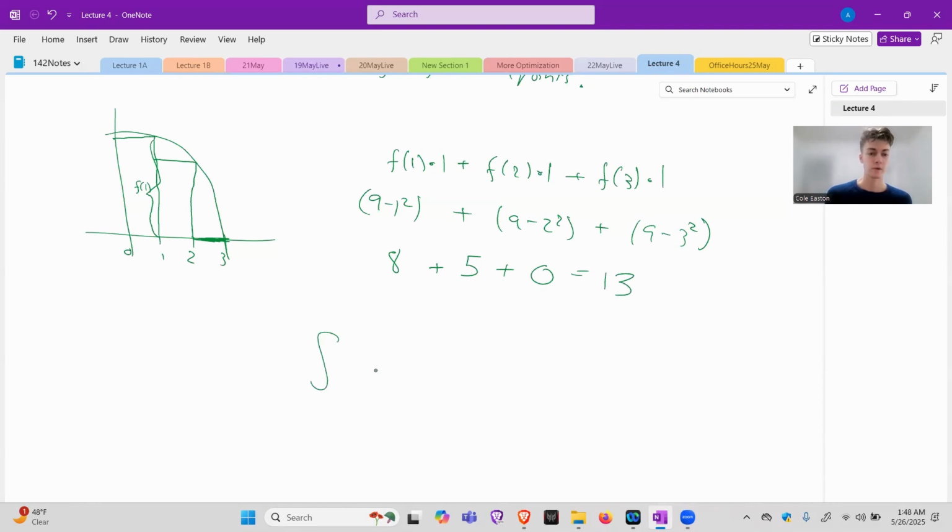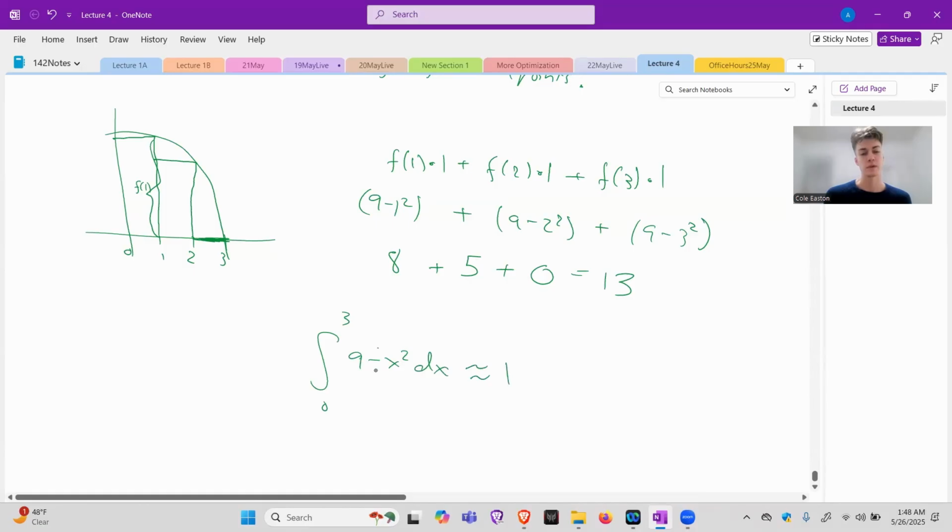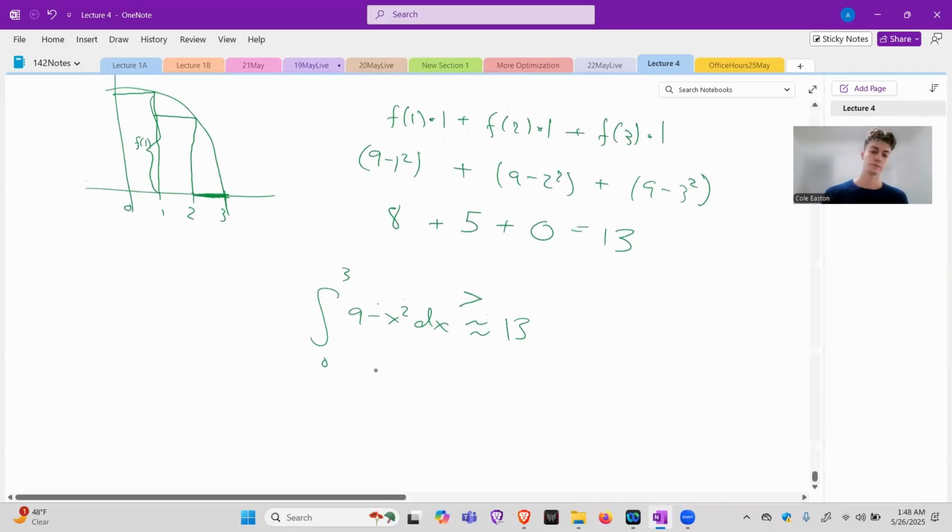So this time, our estimate is that the integral from 0 to 3 of 9 minus x squared dx is about equal to 13. But now we see that our rectangles are fully underneath of the curve, and there's a lot of space that we didn't fill in. So we know that 13 is too small. So our real area is bigger than 13.